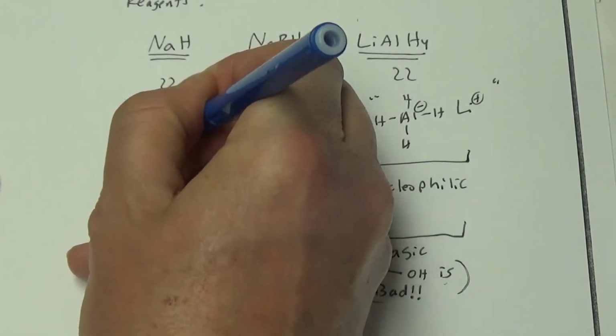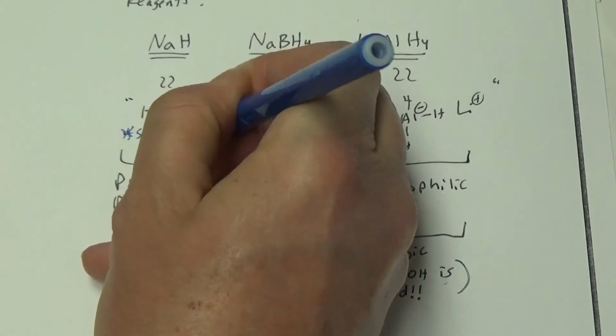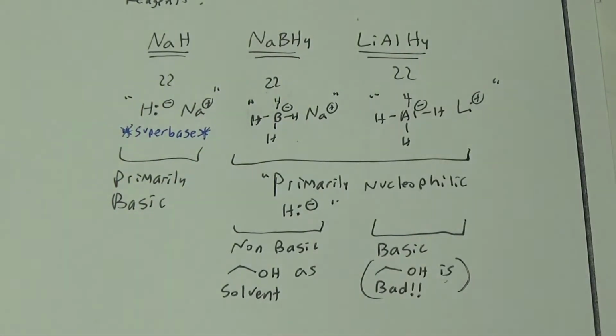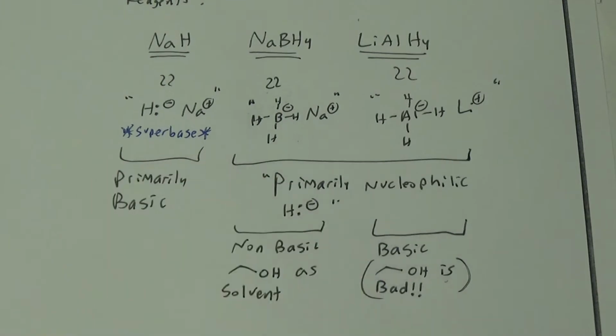Super base. Occasionally we just need a strong base to go rip off a proton. NaH is one of our super bases. It's primarily used as a base. And when do we actually use it? That'll be kind of next chapter where we see it a lot.